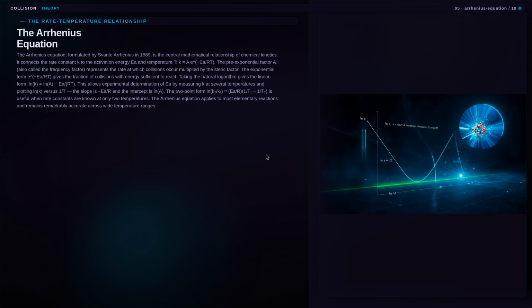Taking the natural logarithm gives the linear form: log of k equals log of A minus Ea over R times 1 over T. This allows experimental determination of activation energy by measuring k at several temperatures and plotting log of k versus 1 over T. The slope is negative Ea over R and the intercept is log of A. The two-point form is useful when rate constants are known at only 2 temperatures.